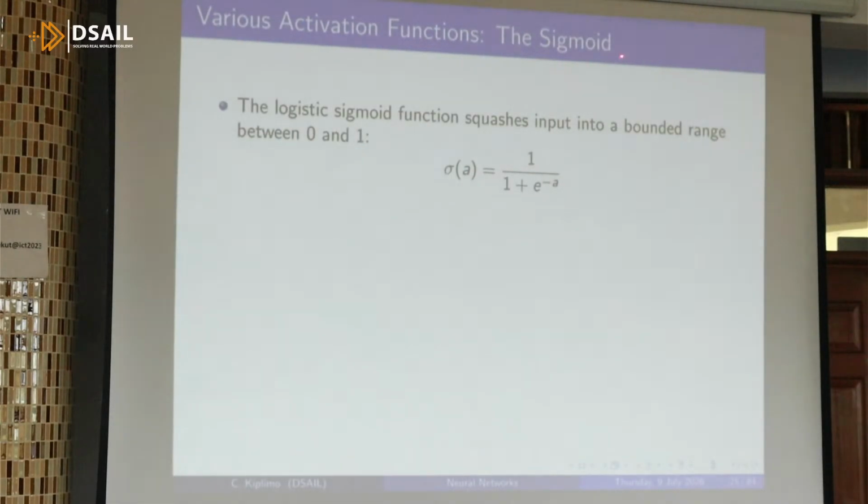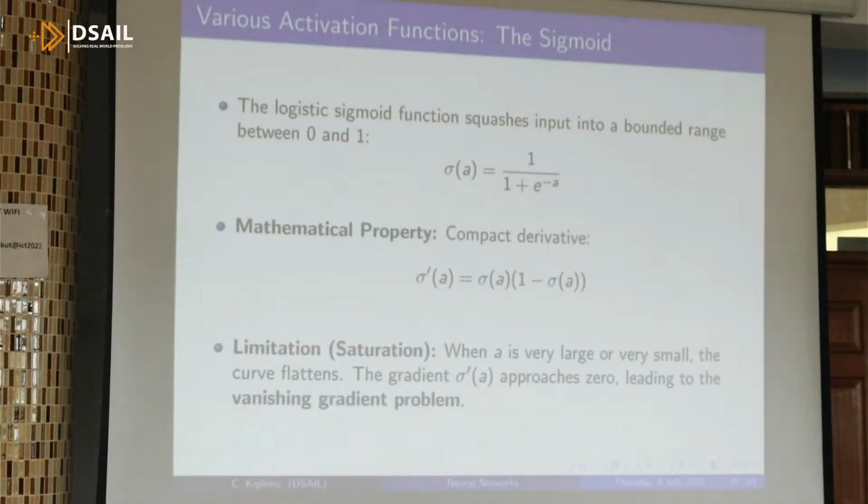Right. Various activation functions. The sigmoid is the logistic sigmoid function, which squashes input into a bounded range between 0 and 1. The mathematical property is that it has a very compact derivative. You can see that this function is an exponential function, there is an exponential within it. Performing derivatives of exponentials from your calculus class is one of the easiest things you can do. So it has a very compact derivative: the derivative of the sigmoid function is the sigmoid function itself multiplied by the difference between 1 and the sigmoid function.